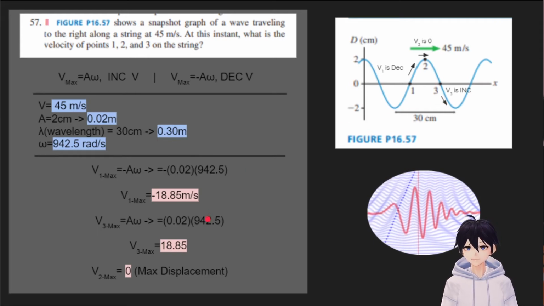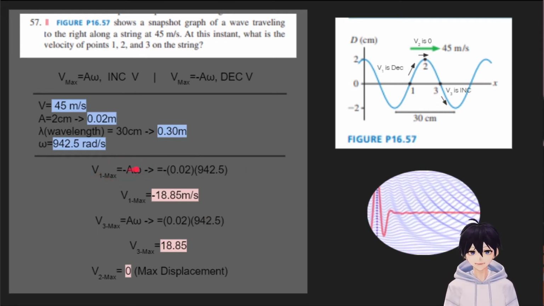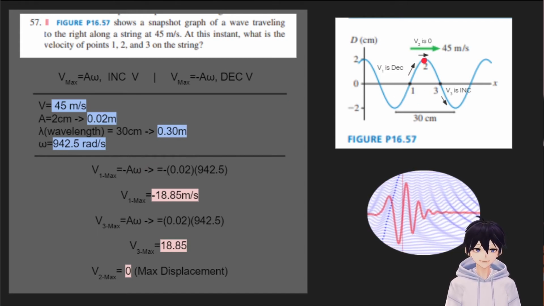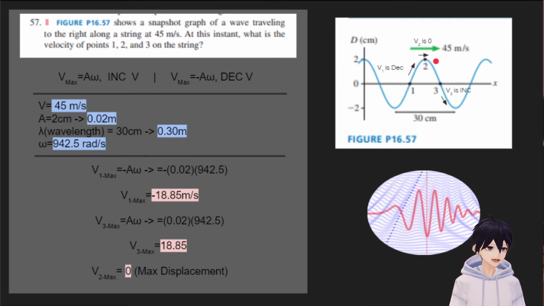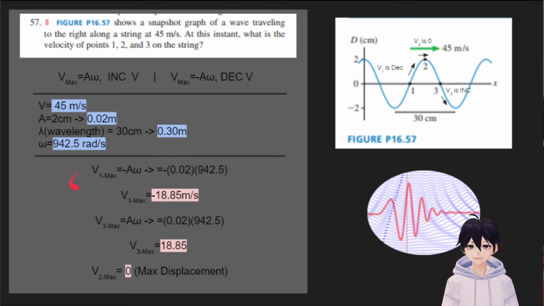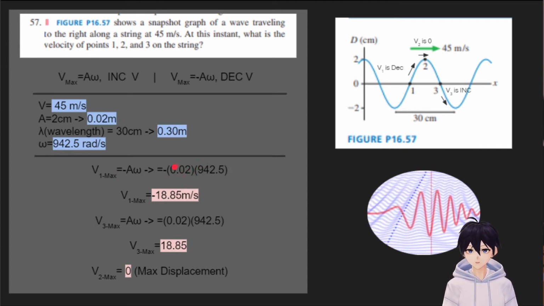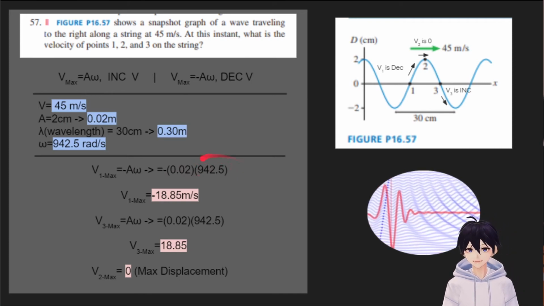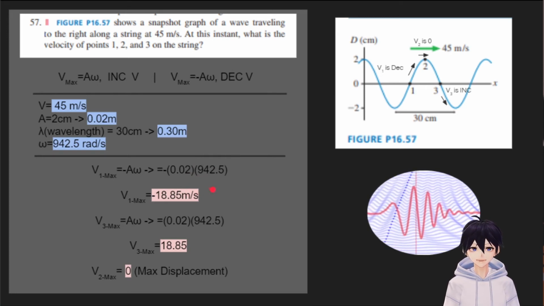Now that we have everything we need to be able to solve it, we can solve for each point right here. So for V1, the reason why we choose the negative equation is because the velocity is decreasing. As you see, as it gets to this top, the velocity is going to start slowing down, and as it's slowing down, that just means the velocity is going to be decreasing. So that's why we chose the negative. When we plug in the amplitude, which is 0.02 meters, and the angular frequency, which is 942.5, we get negative 18.85 meters per second.